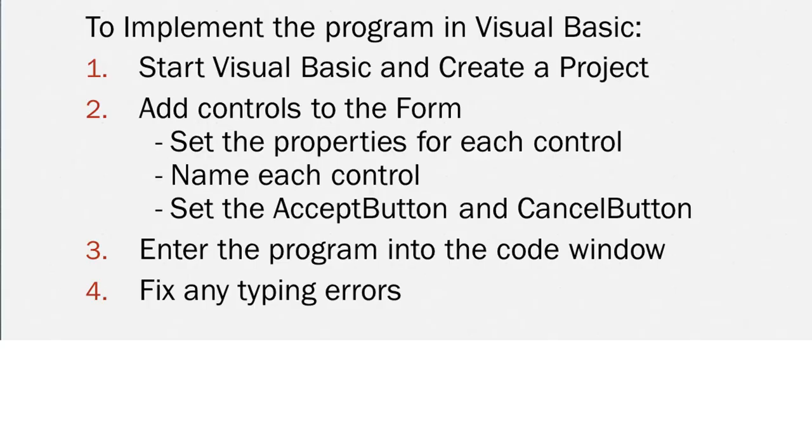We now need to convert the algorithm into code. To implement the program in Visual Basic, start Visual Basic and create a project. Add objects to the form, set the properties for each form, name each object, and set the Accept button and Cancel button. Enter the program into the code window and fix any typing errors.